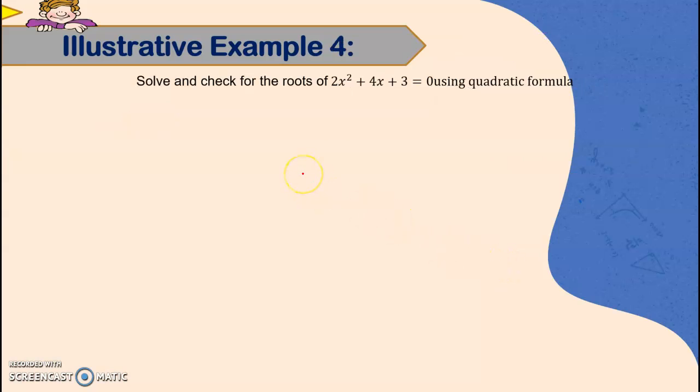With the last example, you'll see later. This is already in standard form. So basically, if you do the factoring using the AC method, 2 times 3 is 6. But is there any factor of 6 whose sum is 4? 2 and 3, that's 5. 6 and 1, that's 7. So it doesn't exist, so we have to use the quadratic formula.